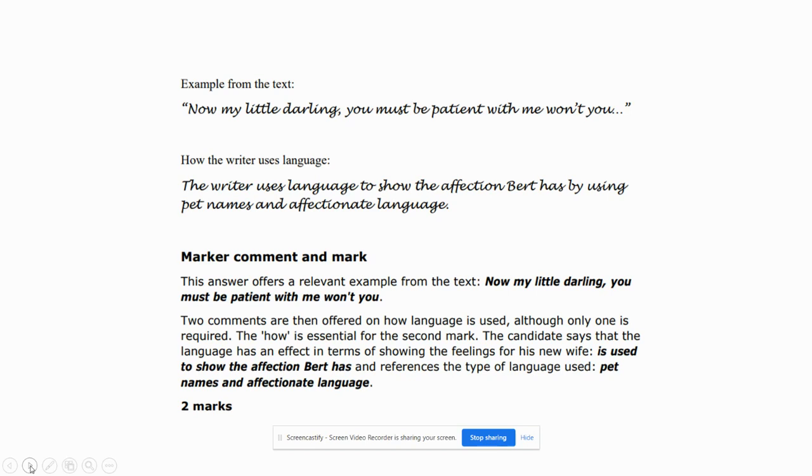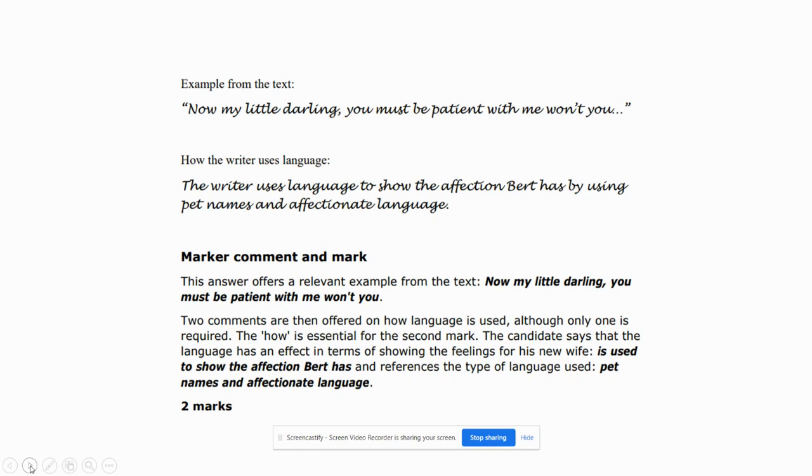And here's an example from the text. "Now, my little darling, you must be patient with me, won't you?" And how does the writer use language? The writer uses language to show affection. The affection bit is by using pet names and affectionate language. And here's the marker's comment and the mark. So they get 2 marks for this.